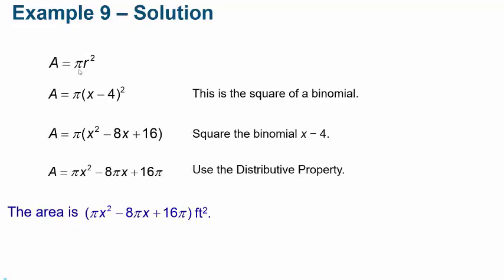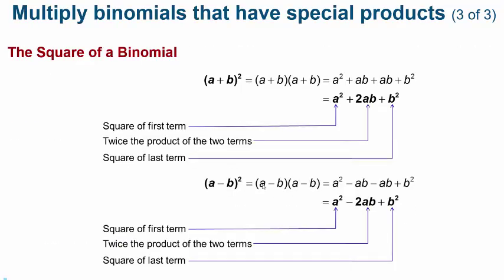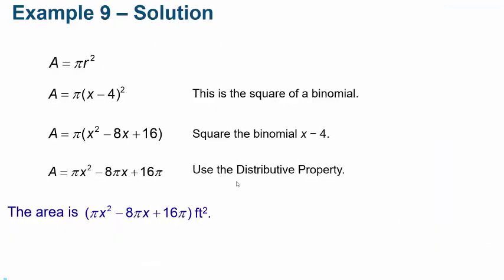So area is equal to pi r squared. Area is equal to pi times the radius. Well, my radius is x minus 4 squared. So you're going to take this and you're going to write this as the square of a binomial and FOIL it out. Or you can go back and just use this formula here. But when you square x minus 4, you end up getting x squared minus 8x plus 16.